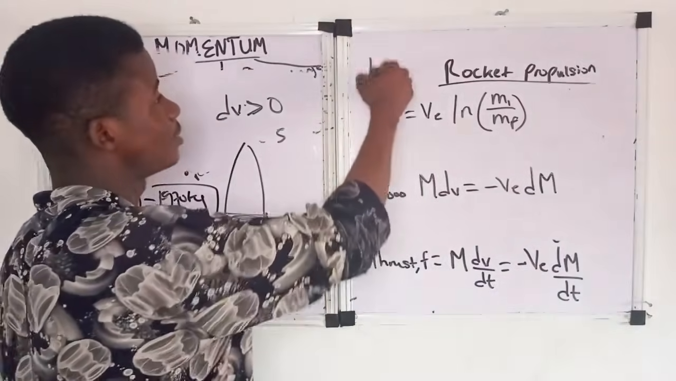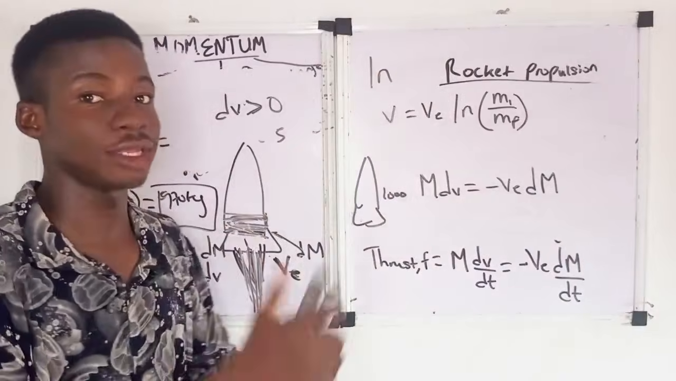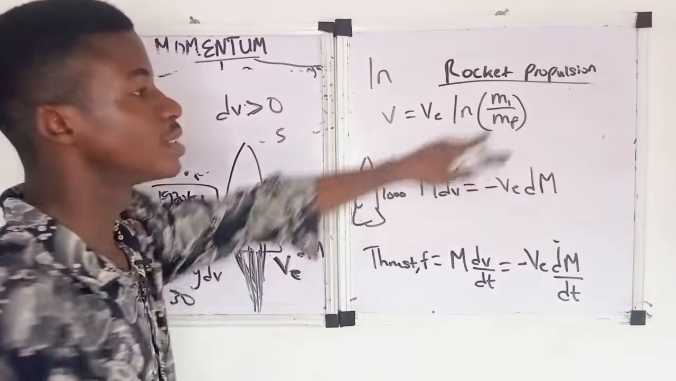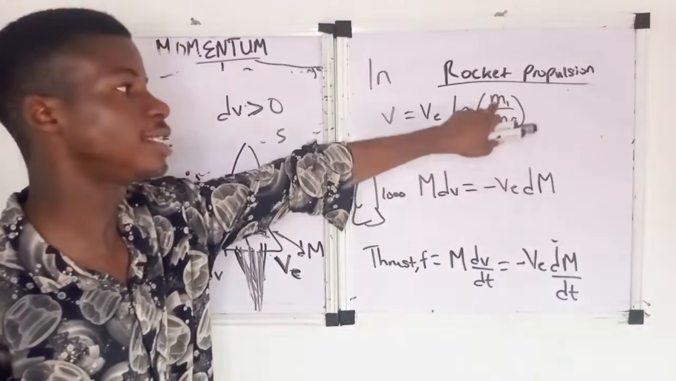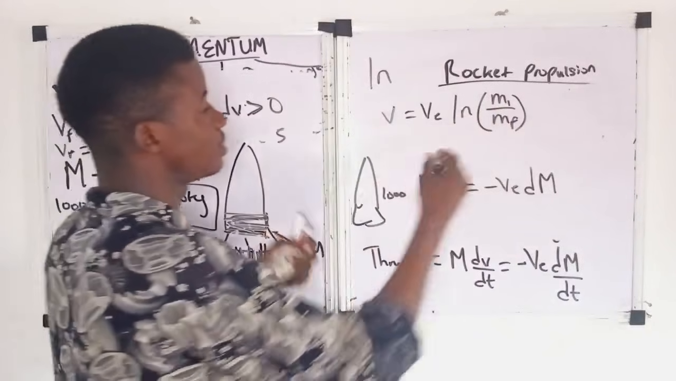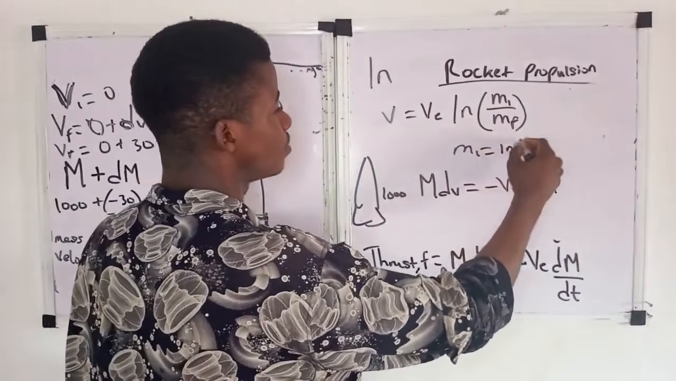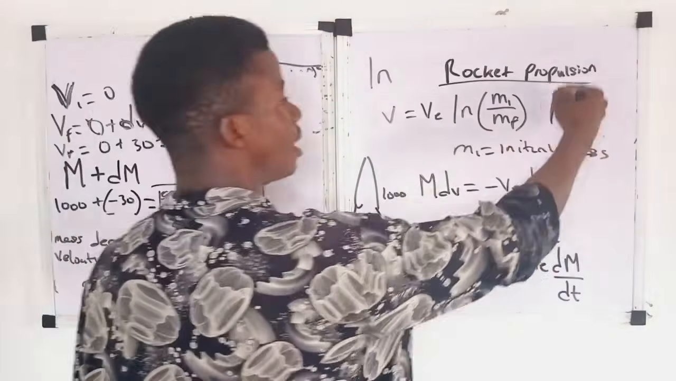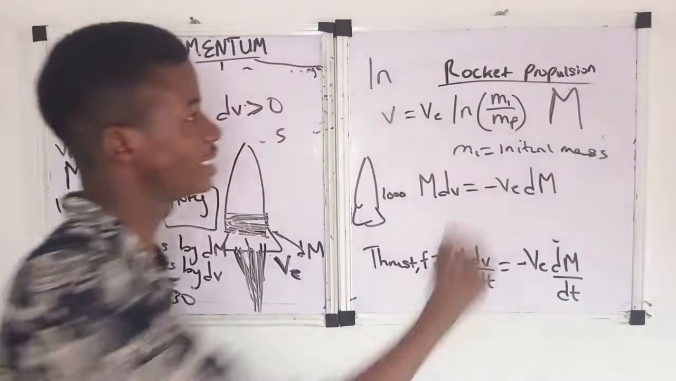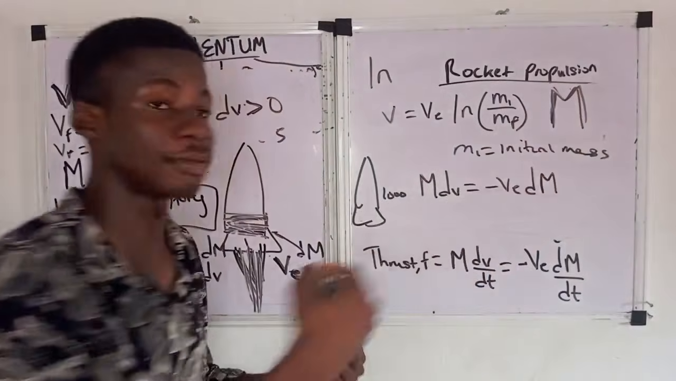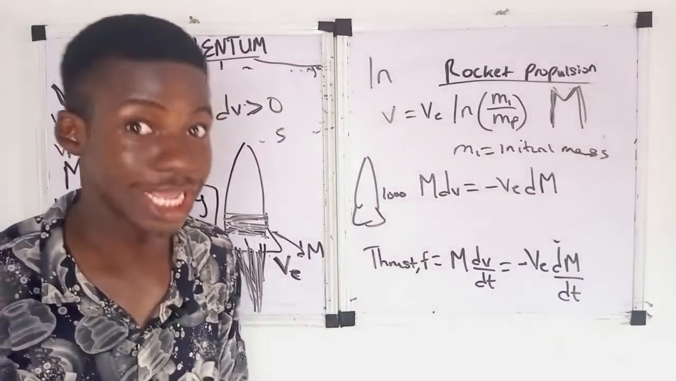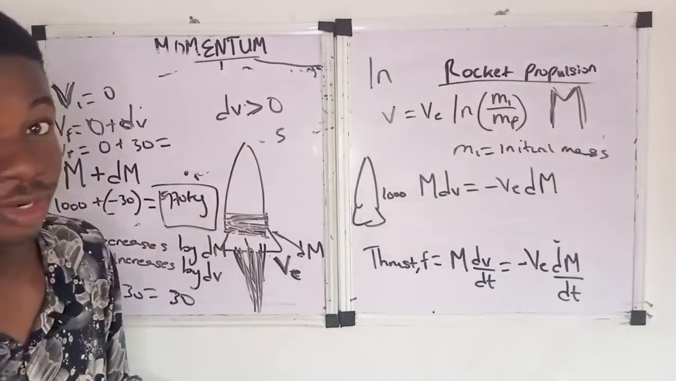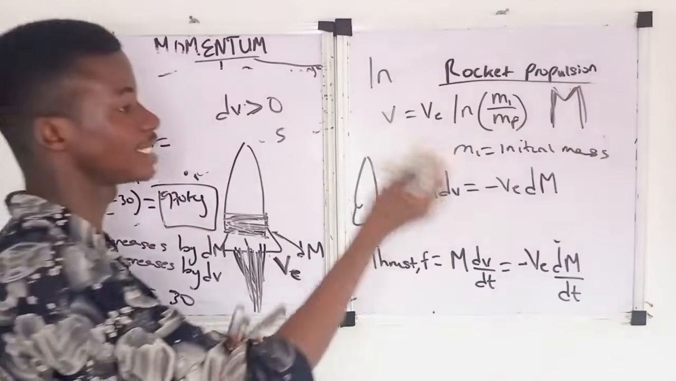This ln means natural log, usually on your calculator. I will show you guys later. Then this M1 and M final. This M1 means initial mass, M initial, which means the initial mass of the rocket, that is before we launch the rocket. That is this big M. I told you guys about that. The initial mass is large because we have not started burning the fuel yet. We have not launched the rocket, right? So this is the initial mass.